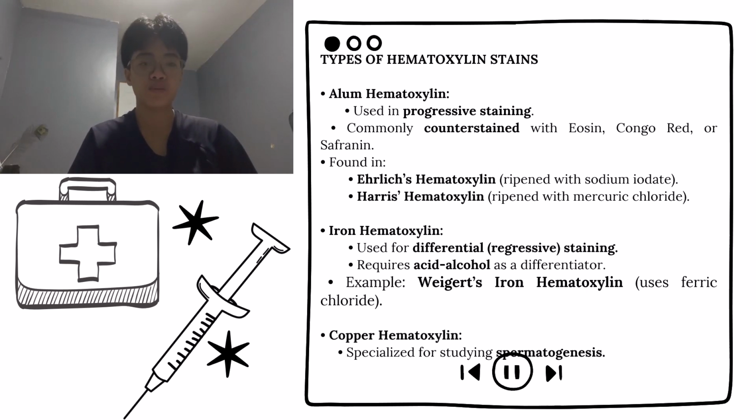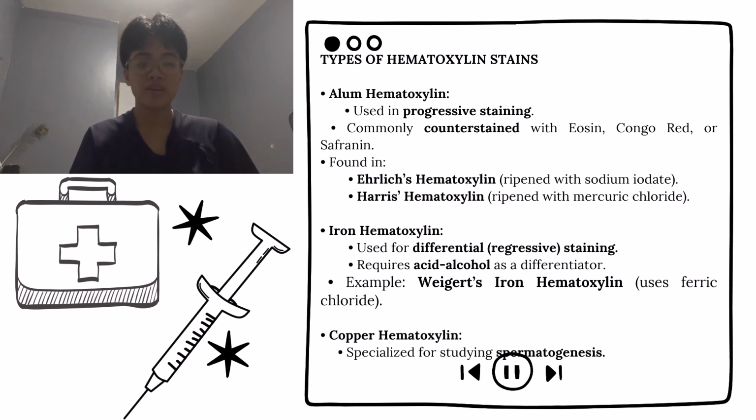Number 1. Alum hematoxylin, used in progressive staining, often counterstained with eosin, Congo red, or safranin. Examples: Ehrlich hematoxylin, ripened with sodium iodate, and Harris hematoxylin, ripened with mercuric oxide.